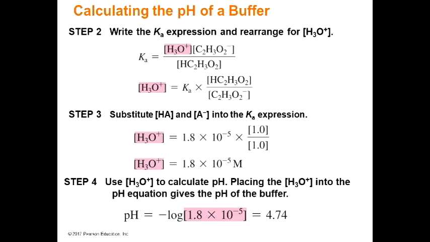So here, we substitute. If you rearrange the equation and show the rearranged equation, that's even better. We put the values in. These are all ones. Wonderful. And so we do the pH, minus the log of this on our calculator, and we get 4.74, which is the pH of that.